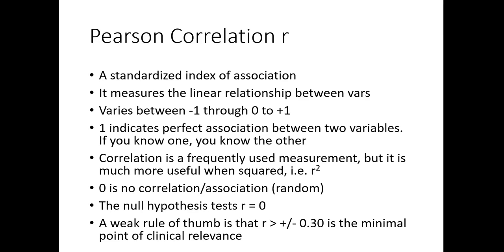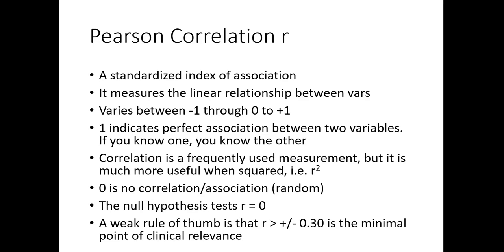Correlation is a frequently used measurement, but it is much more useful when you square it and you get R squared, and we'll talk about that a little bit more. 0 is no correlation or association, it's just random, it's chance. Whenever we talk about statistical tests associated with the correlation R, we're referring to R equals 0. So you could have a significant correlation of 0.2, which isn't a very good correlation, but it's not chance.